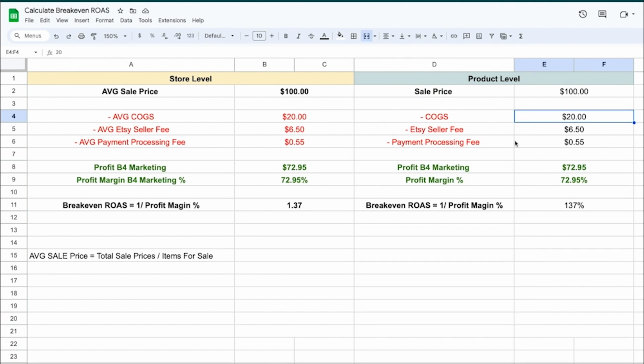Same thing with your COGS, same thing with your Etsy seller fees, the payment processing fees. It's not an average. You're actually getting your exact cost of goods sold for that exact sale price or that exact product.